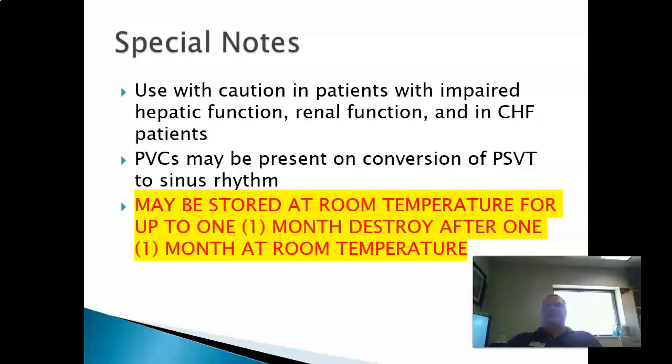If you don't have a unit with a refrigerator in it, after a month, it's a very low cost drug, so they simply throw it away. Remember that if you convert SVT with it, every now and then they'll start throwing PVCs on you, so also be careful of that.